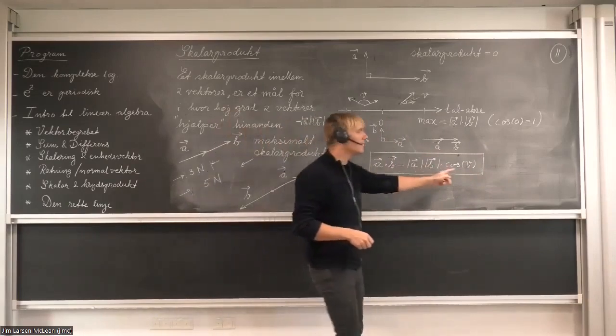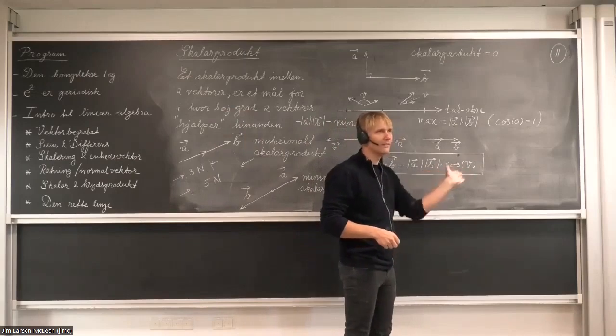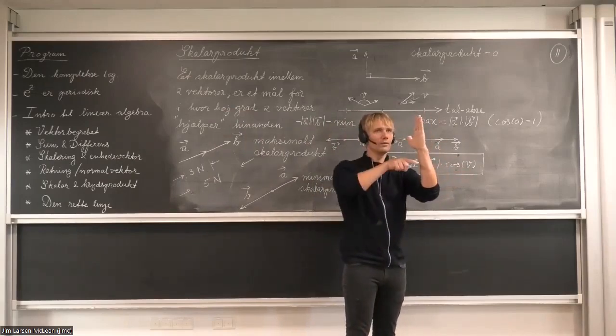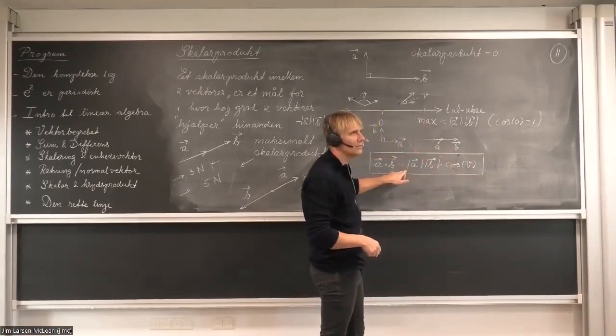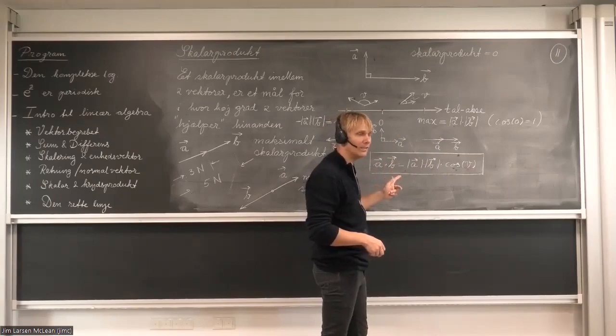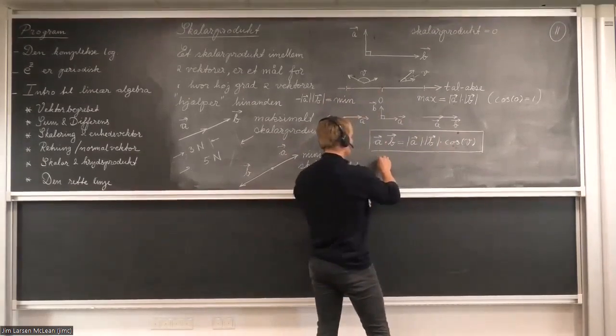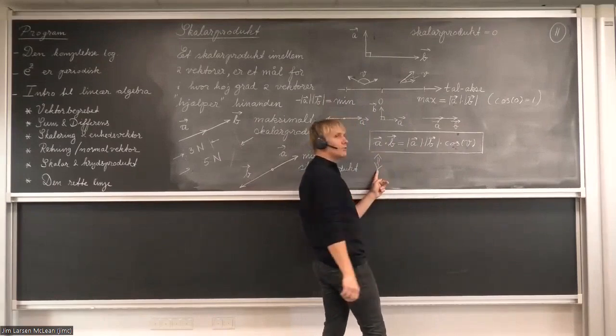If they are perpendicular to each other, what is the cosine of 90 degrees? 0. And what is 0 times anything? 0. Then the dot product equals 0 if and only if they are perpendicular to each other. And if and only if, it looks like this in mathematics. That's the symbol.